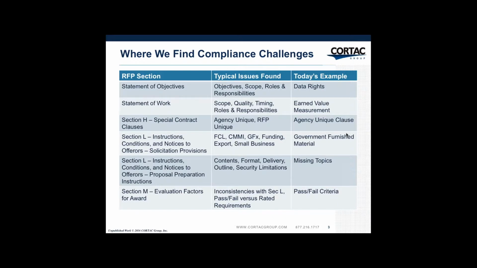Today we're going to be talking about missing topics, and there will be a classic missing topic in this particular case because it was actually a topic where a volume was looking for something that was supposed to appear in another volume and it wasn't there. Finally, we'll talk about Section M, where you find the evaluation factors for award, and here we're looking for inconsistencies with Section L, and in particular we're looking for whether or not the criteria are rated requirements or pass-fail.